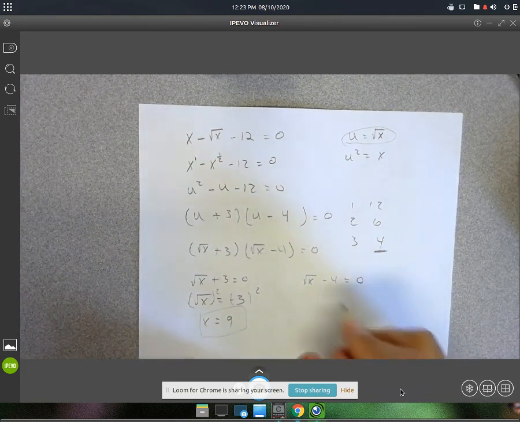On this side, we'll add 4 to both sides, and then square both sides, and that'll give us x equals 16.